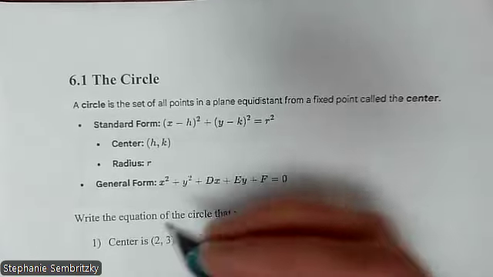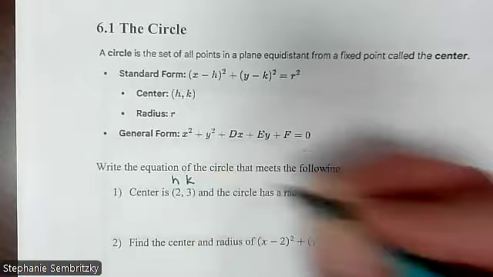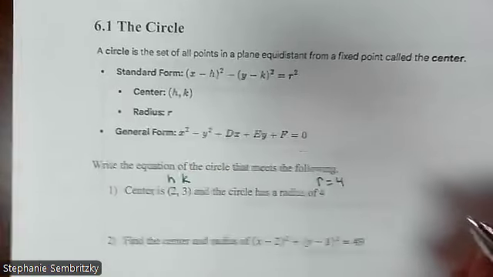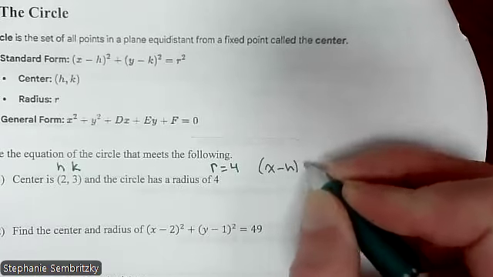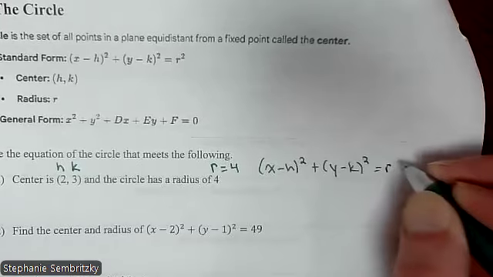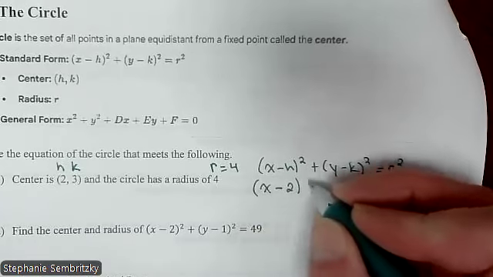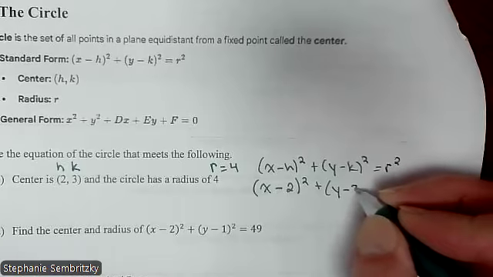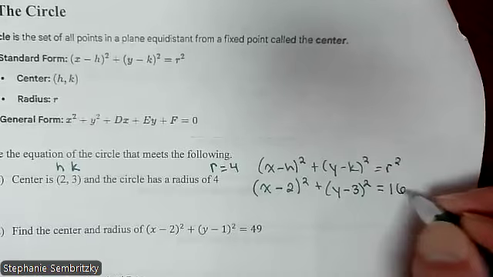So if I'm given a center, 2, 3, that's my h and my k, and the radius of 4 means that my r is 4. So if we look at that form, it was (x minus h) squared plus (y minus k) squared equals r squared. So I would put h is 2 and the y value, k, is 3, equals r squared. That'd be 4 squared. That'd be 16.